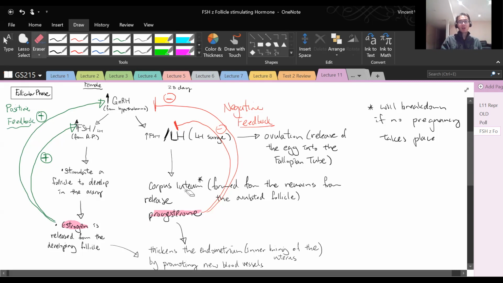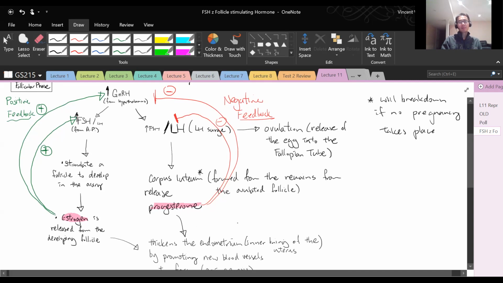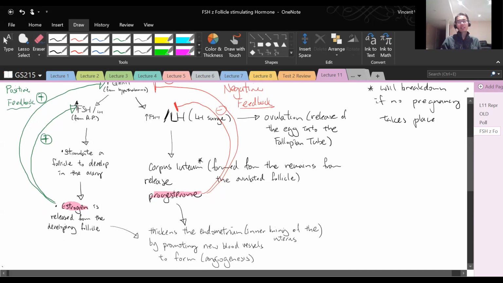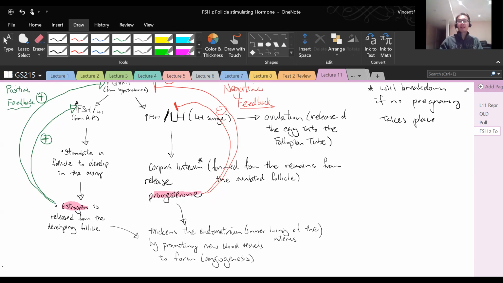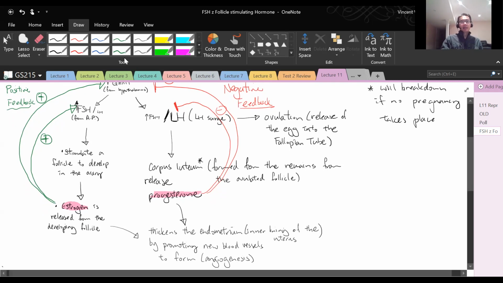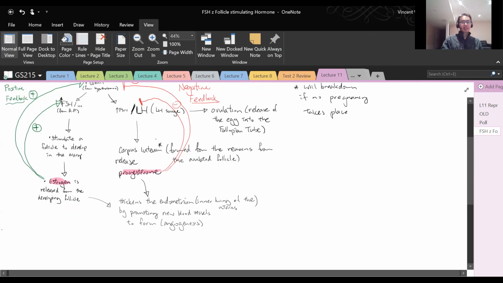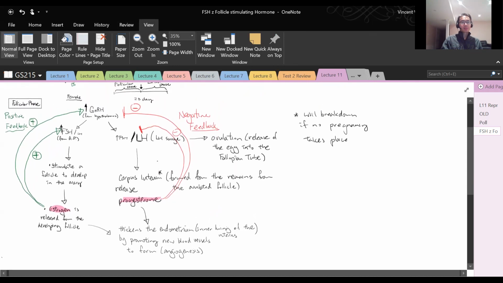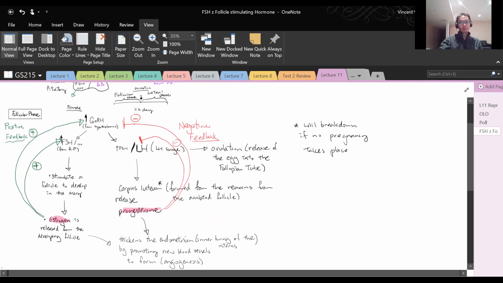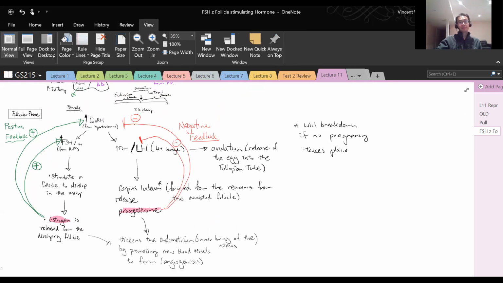And at the same time, without the progesterone supporting it, the endometrium is going to shed, and that results in the menses, right? That marks the beginning of the next cycle, right? So there you have it. That's basically hormonal regulation for the female. Any question at all?